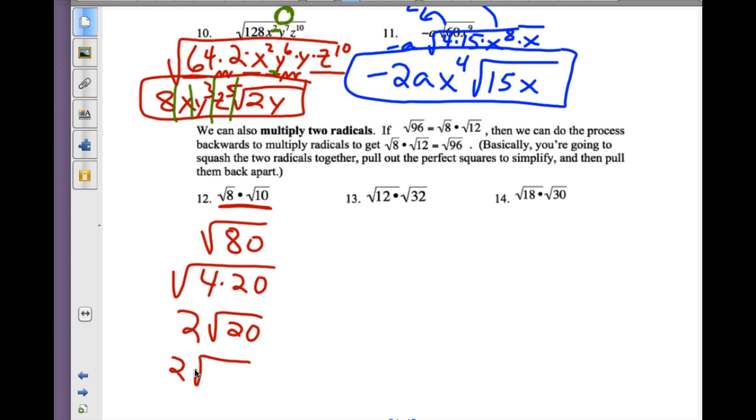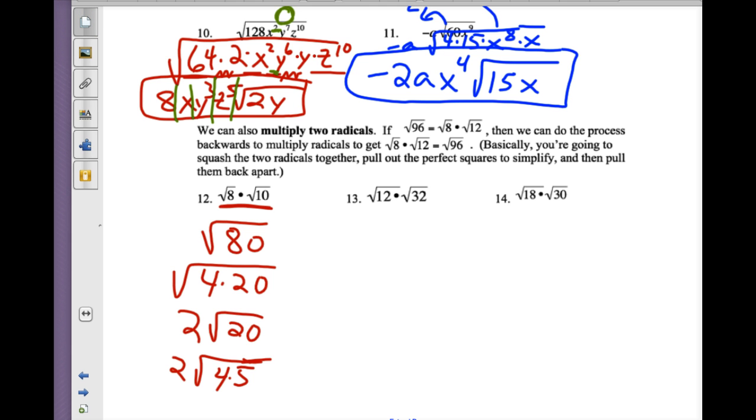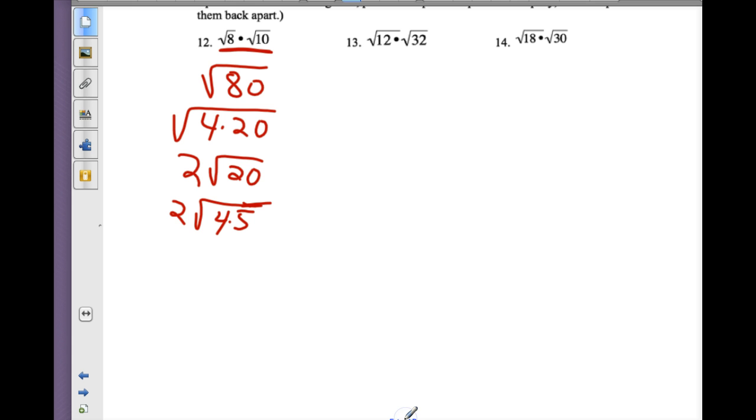What times what makes 20? 4 times 5. And what is the square root of 4, Sean? 2. Pull that out. 2 radical 5. Then you have to multiply that. So 4 radical 5.